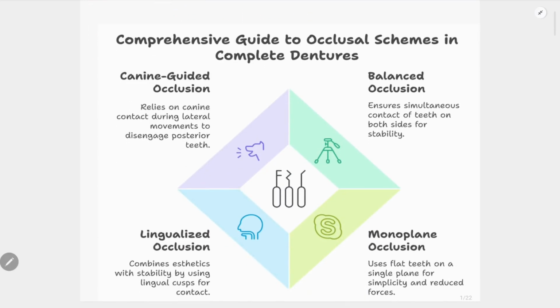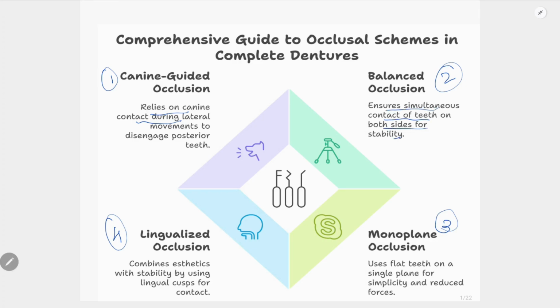So here's a comprehensive guide to the occlusal schemes in complete denture. So there are four different types of occlusal schemes. First is the canine guided occlusion, second balanced occlusion, third monoplane occlusion, and fourth is your lingualized occlusion. Canine guided occlusion, as the name suggests, it relies on the canine during the lateral contacts and the movements. Balanced occlusion, it ensures simultaneous contact of teeth on both the sides for stability.